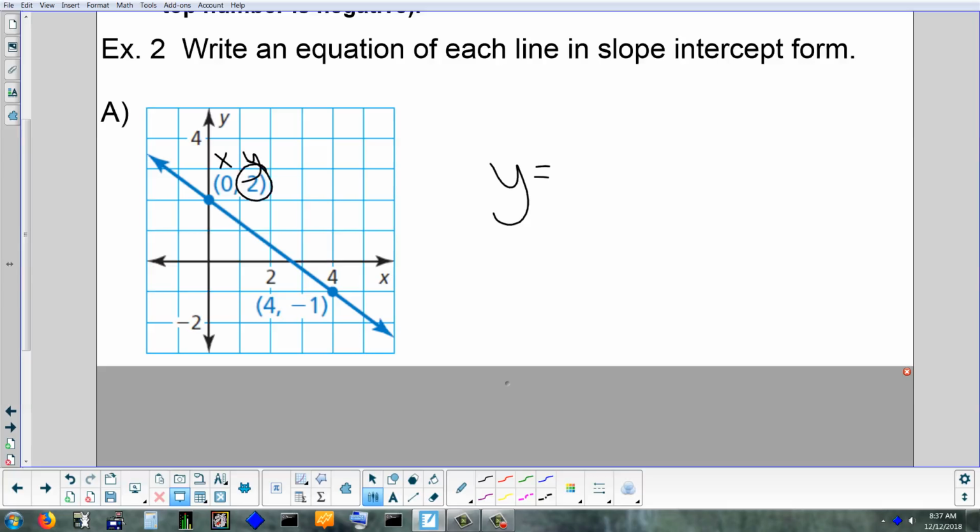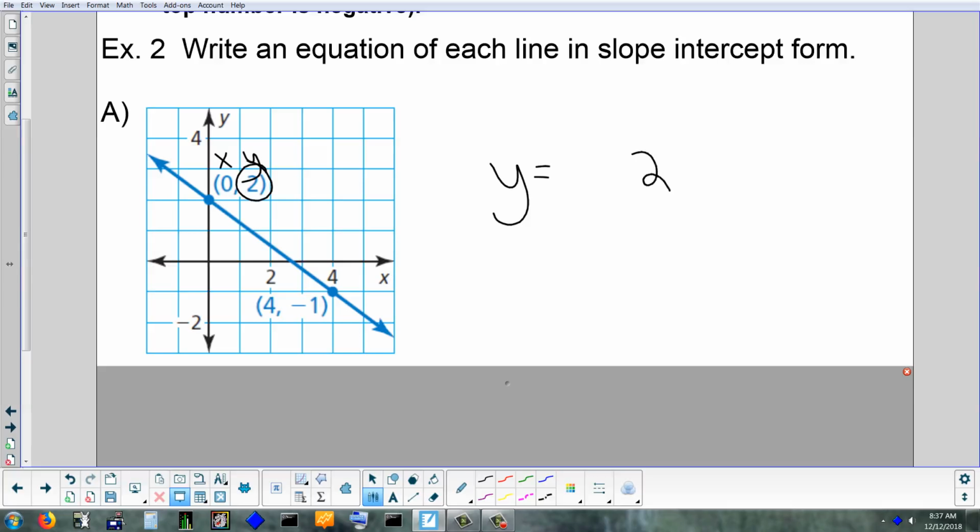And again, another way you can think of it is, whatever coordinate has the 0, the other number with it is your y-intercept. So where should my 2 go, Bethany? At the end of my formula, where should it go? Did I just find the m or the b? I just found the y-intercept, right? So is the y-intercept the m or the b? The b. So I want to make sure I put it at the end.